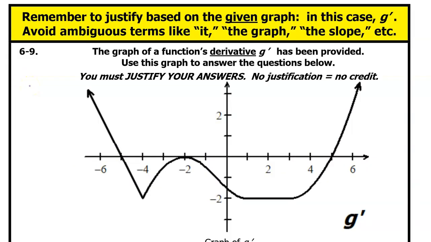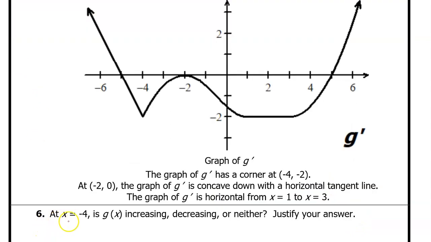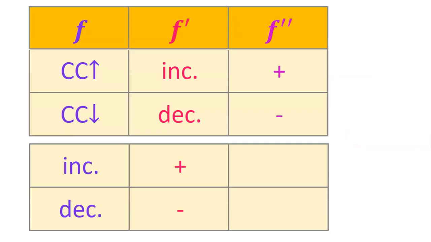For the next few problems, we will again answer questions and then justify. However, be careful, even though this graph looks the same, this is now g prime, the derivative of some function g. Number 6, at x equals negative 4, is g of x increasing, decreasing, or neither? So notice, they're asking about g of x, but somehow we have to base our answer on g prime, since that's the graph we're given.